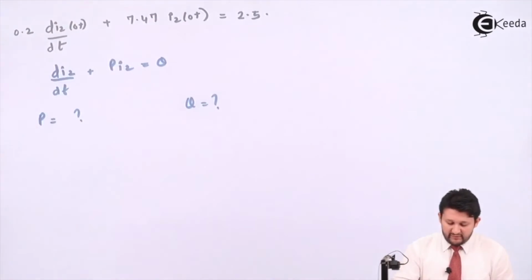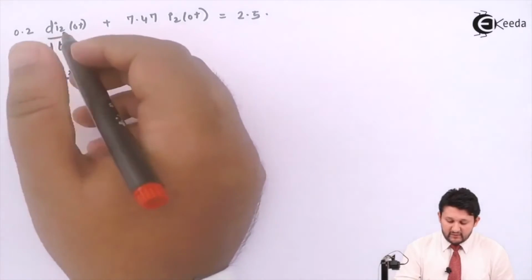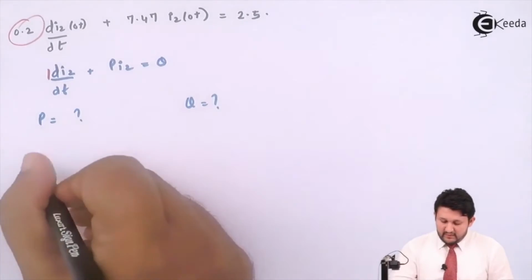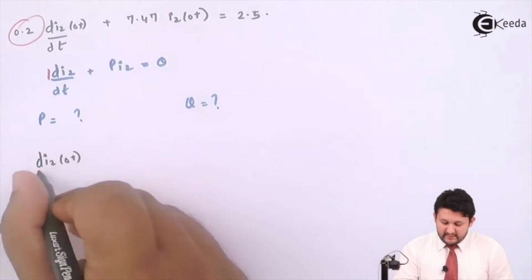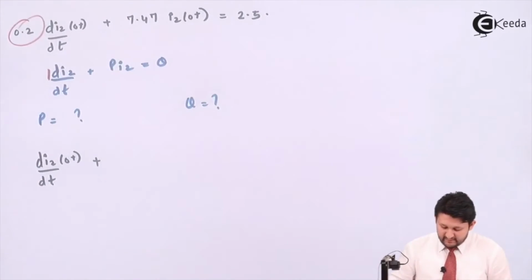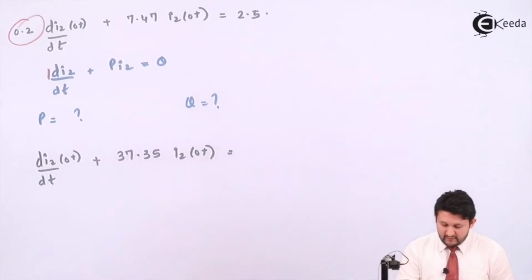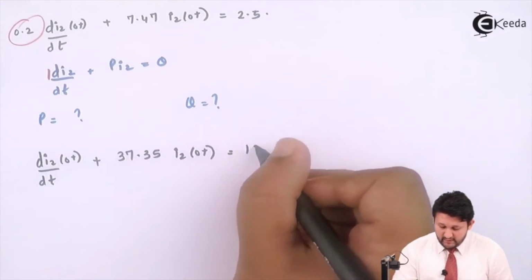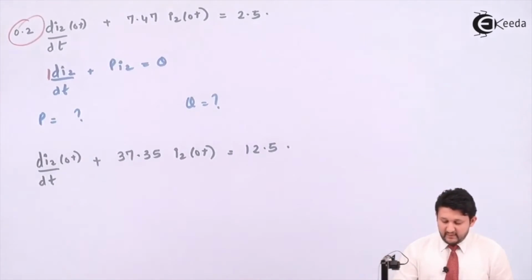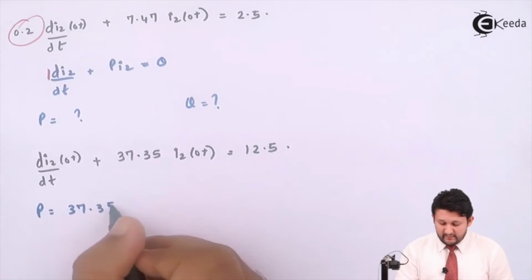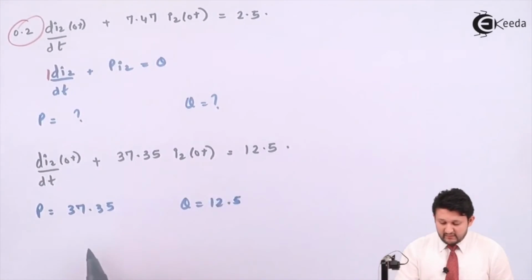For finding this value, the coefficient of di2 upon dt has to be equal to 1. So I need to divide throughout by 0.2. So the equation which I get after dividing throughout by 0.2 is 7.47 divided by 0.2, the value which I get is 37.35 I2(0+) plus, and next value which I get, 2.5 divided by 0.2 is 12.5. So if I compare the above equation, the value for P is 37.35, and the value for Q which I get is 12.5.